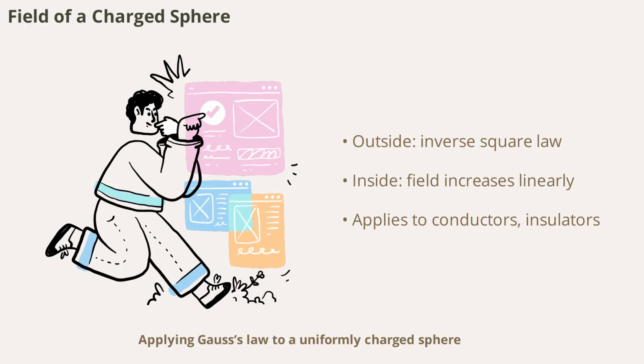Applying Gauss's law to a uniformly charged sphere, we can find the electric field both inside and outside the sphere. Outside the sphere, the field behaves as if all the charge were concentrated at the center, following the inverse square law. Inside, the field increases linearly with distance from the center. This result is crucial for understanding the behavior of charged conductors and insulators in electrostatics.